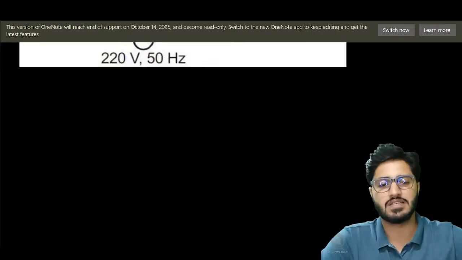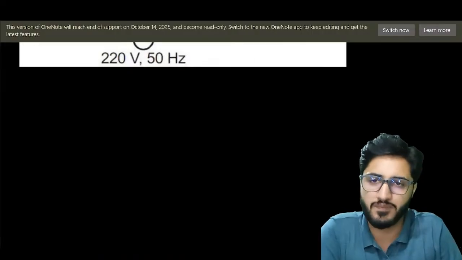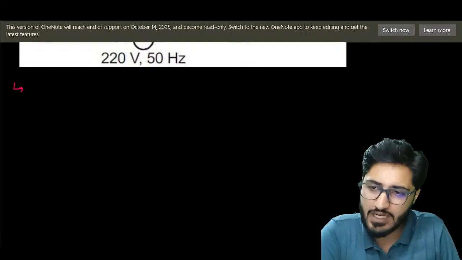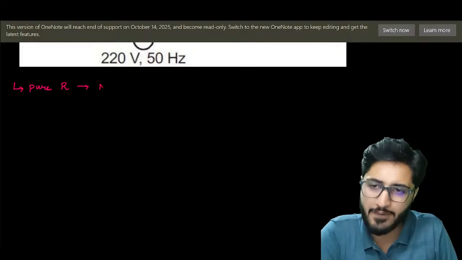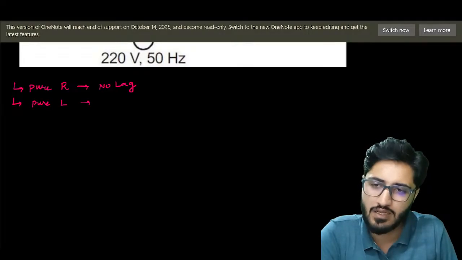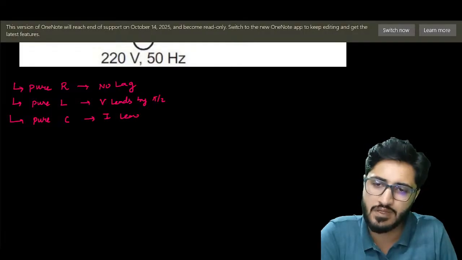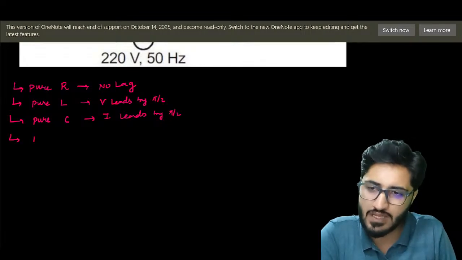Let us recap some of the points from previous classes, right? Look, if we are dealing with pure R, in pure R, no lag. If we are dealing with pure L, inductor, in inductor V leads by pi by 2. If you are dealing with pure capacitor, pure C, I leads by pi by 2.